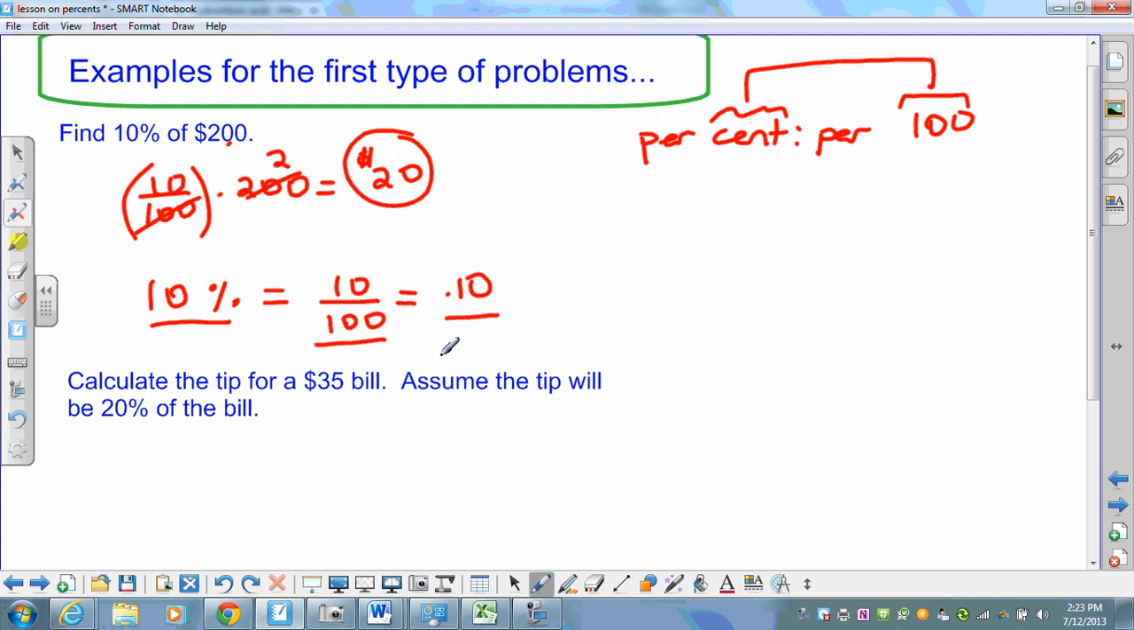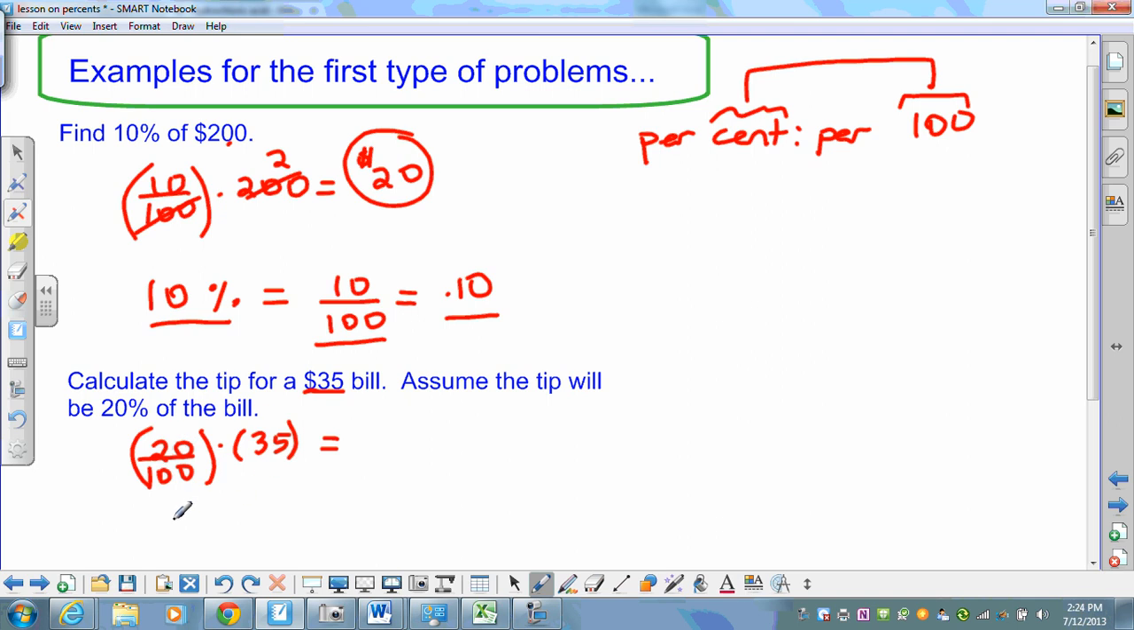Okay, what about calculating the tip? Like there's a $35 bill and we're asked to find the 20% tip for that bill. So calculate 20% of $35. Basically, that's what the question is asking us. So just like the problem above, 20% of $35. So you could say 20% is the same as 20 over 100 of $35. So we'll multiply it by $35.